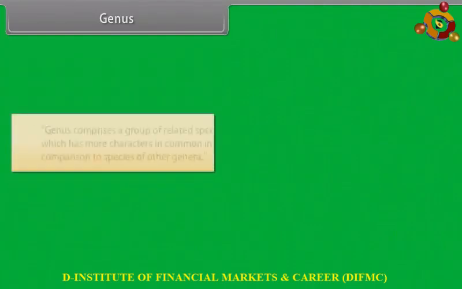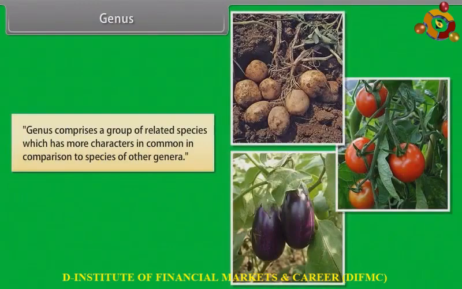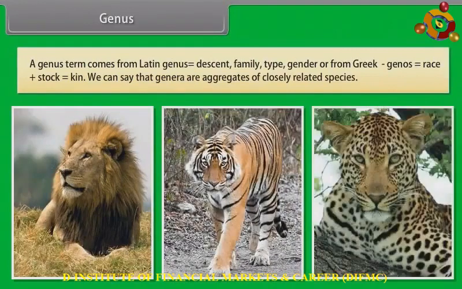Genus. Genus comprises a group of related species which has more characters in common in comparison to species of other genera. The term genus comes from Latin genus, descent, family, type, gender, or from Greek genos, race, plus stock, which is kin. We can say that genera are aggregates of closely related species.